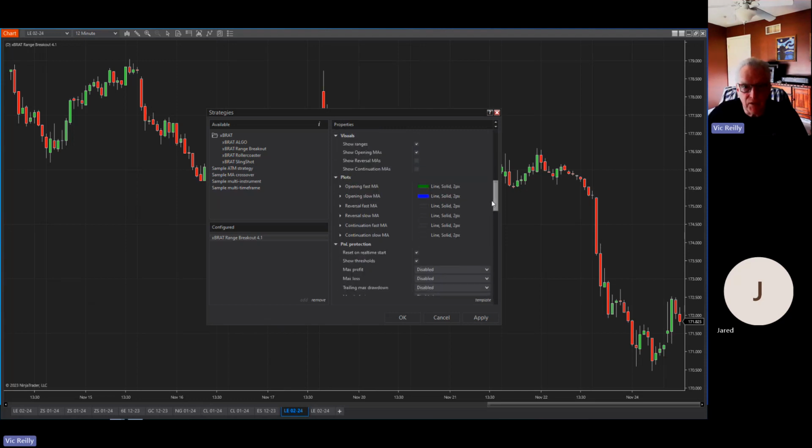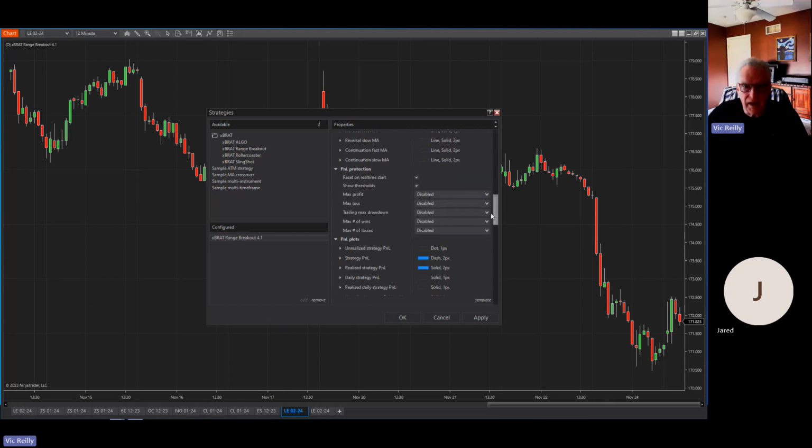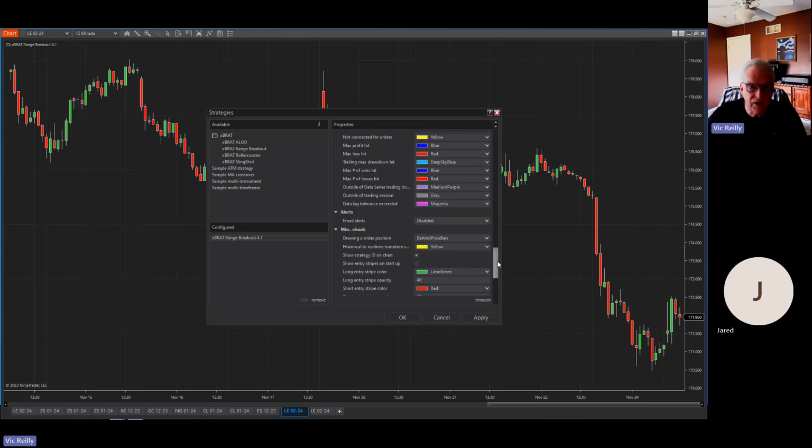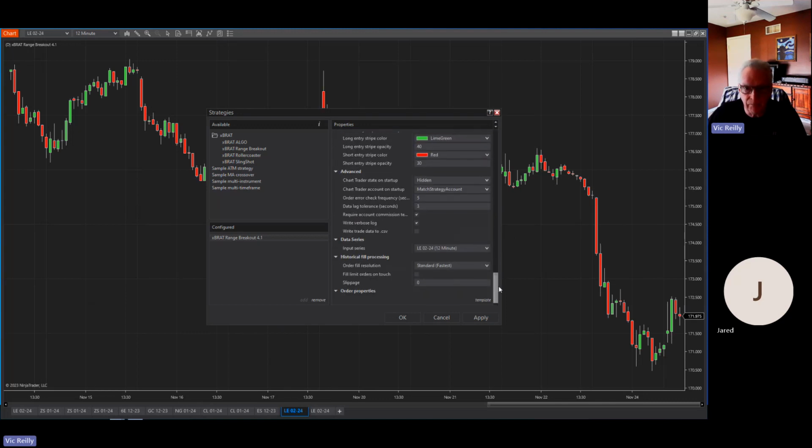So anyway, there's a bunch of other stuff down here that we can get around to: profit and loss protection, plotting, trading sessions. Right now they're disabled, but you'll see when we get there, we can set up parameters for all days, selected days, and so forth. Out of the box, it's disabled, and I'm going to leave it disabled because I want to just run the report, run this strategy and see how things play out. And then you can do some colors and alerts and stuff like that.